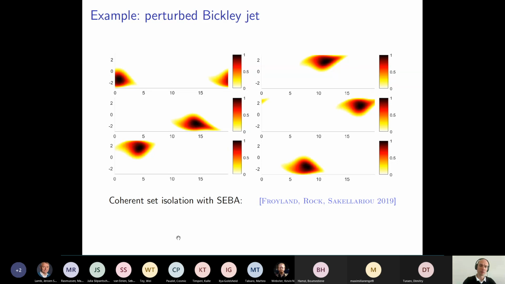Now I'm not showing you the eigenfunctions, but the isolated structures by something called sparse eigenbasis separation algorithm, SEBA, also by Gary and co-workers.